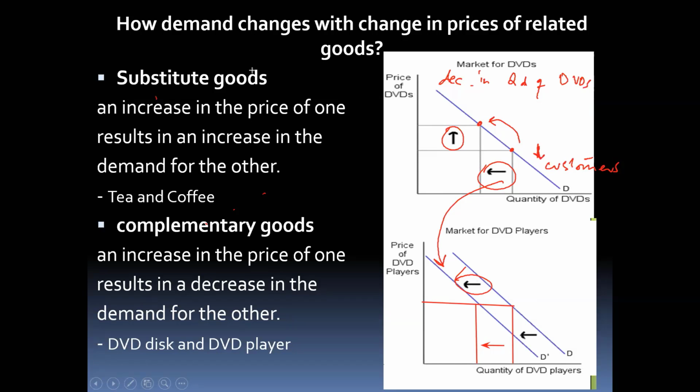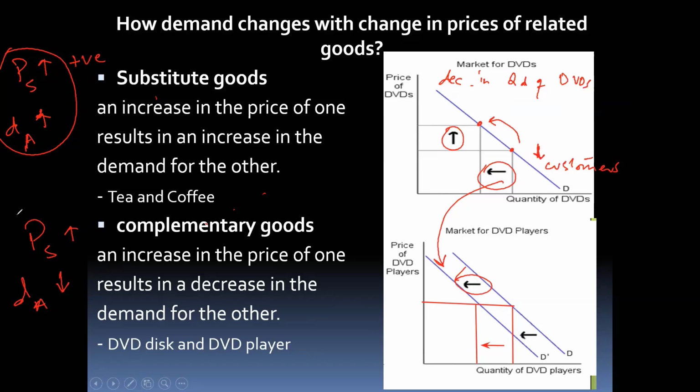Let's summarize it. Let me write it somewhere here. So for the case of substitute goods, if the price of a substitute good increases, the demand of the relevant good, maybe good A, will increase. But here, if the price of a complementary good increases, the demand of the related good which we are studying, like the DVD player, will decrease. So here the price of a substitute and the good which we are studying have a positive relation. Here the price of a complement and the good which we are studying have a negative relation.